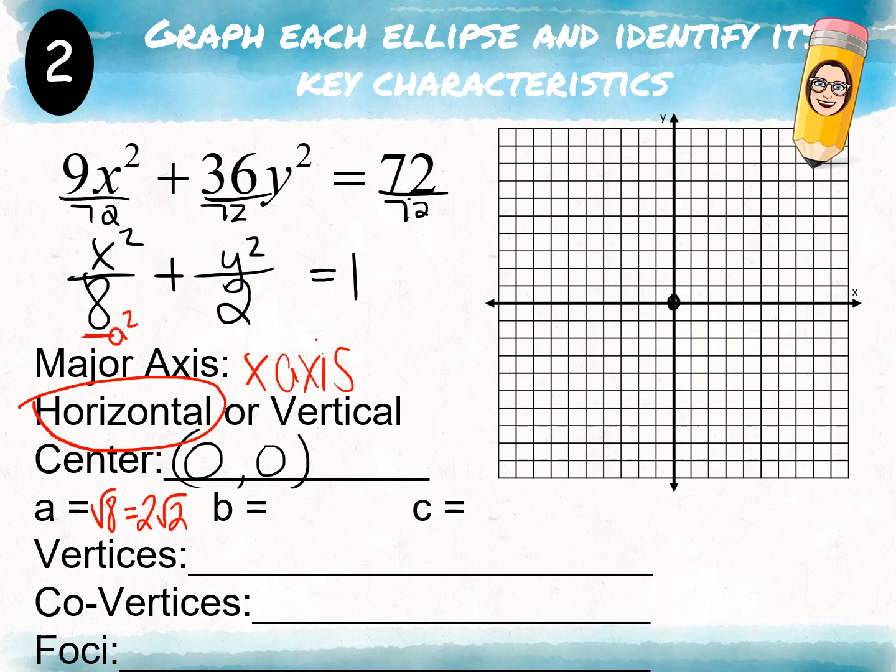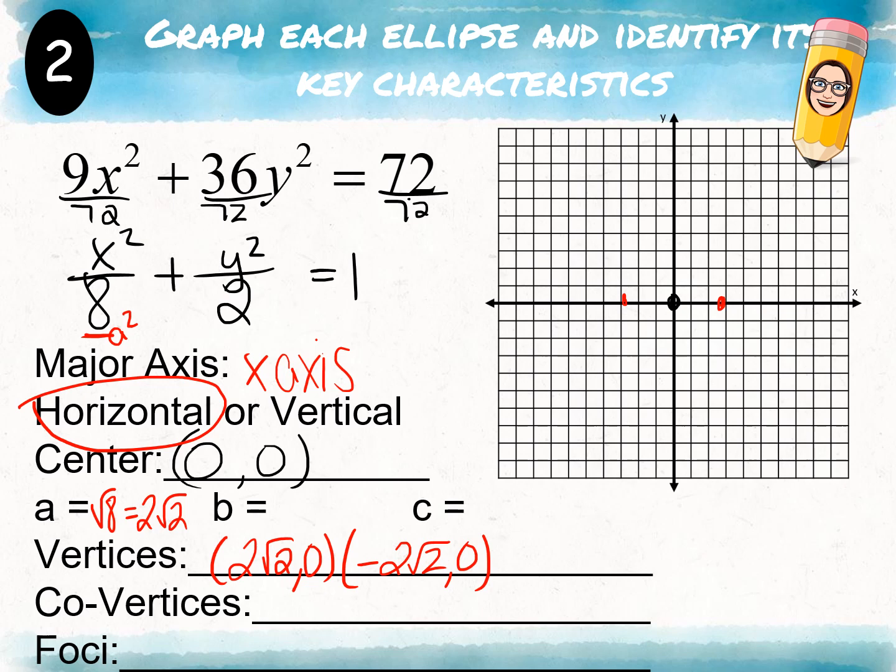Square root of 8 is really close to square root of 9, right? And so we're just a little smaller than 3. So on the x-axis, or from the center, we're going to go a little less than 3 to the right and a little less than 3 to the left. And so if I write those as points for my vertices, that means I'm at 2 square root of 2, 0, and I'm at -2 square root of 2, 0. Right? We just don't have pretty vertices.